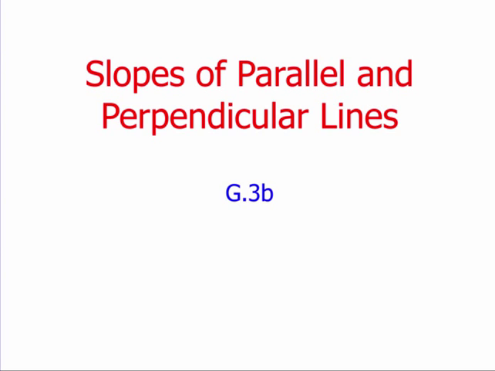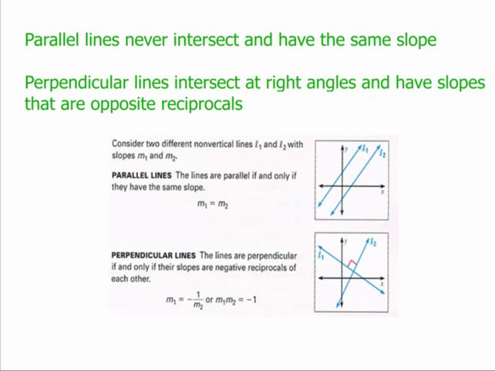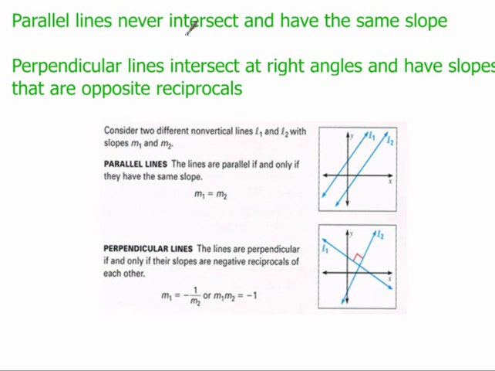For this video, we are going to be discussing the slopes of parallel and perpendicular lines. So what does it mean for lines to be parallel and perpendicular? Well, parallel lines are lines that never intersect and have the same slope. That's a key thing to remember.